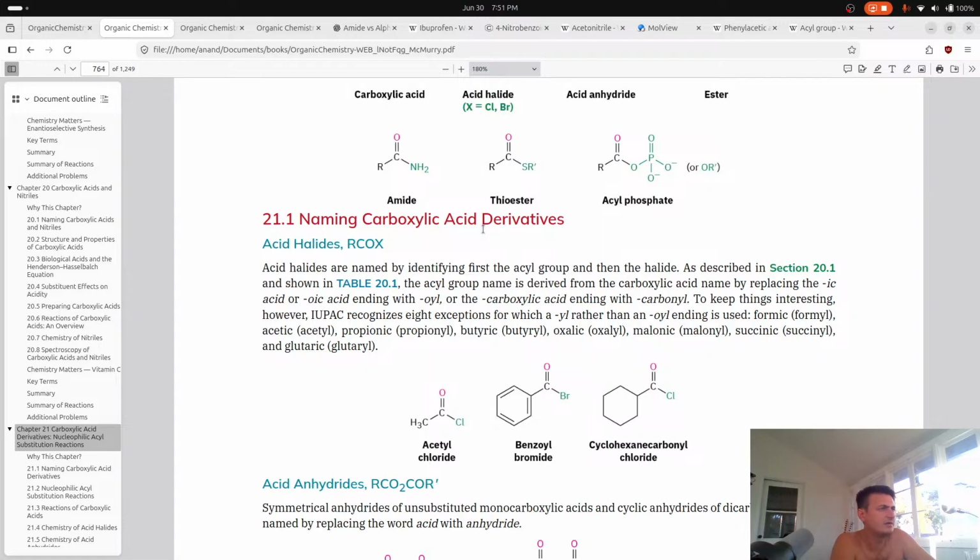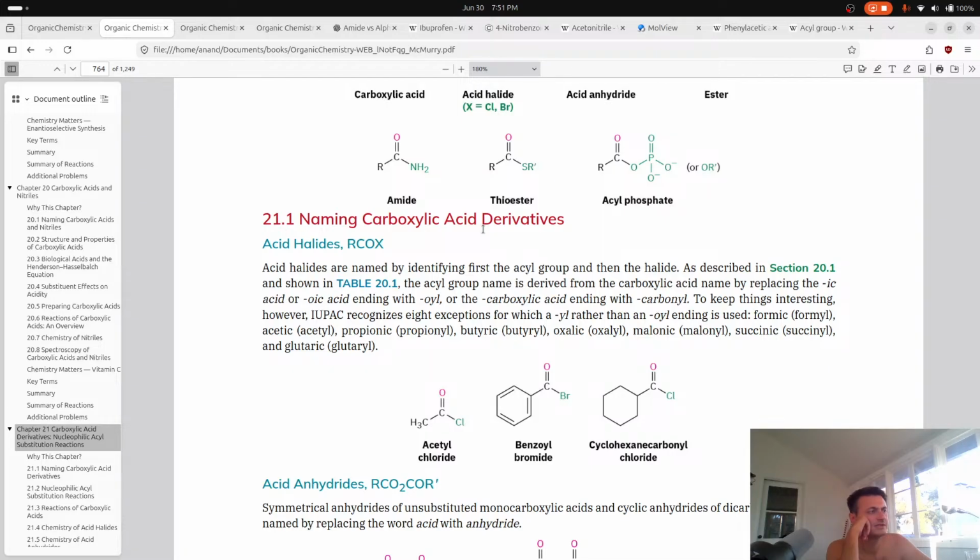All right, naming carboxylic acid derivatives. Acid halides. Acid halides are named by identifying the acyl group and then the halide. The acyl group name is derived from the carboxylic acid name by replacing the -ic acid or -oic acid ending with -oyl, or the carboxylic acid ending with -carbonyl.